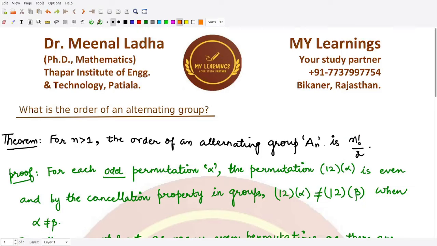In order to do that, because we know the order of the group Sn is n factorial, we have to prove that the order of the alternating group is exactly half of this order, right? So the order of An is exactly n factorial divided by 2. Because we know the elements of An are all the even permutations, we will prove that the number of even permutations is equal to the number of odd permutations, right? So this is what we will prove here.